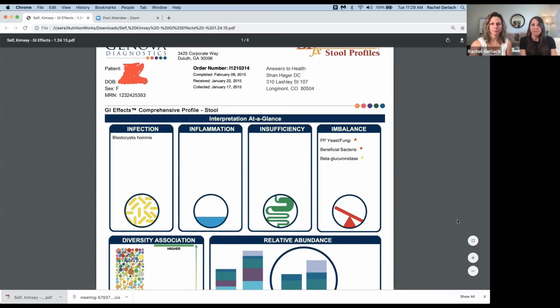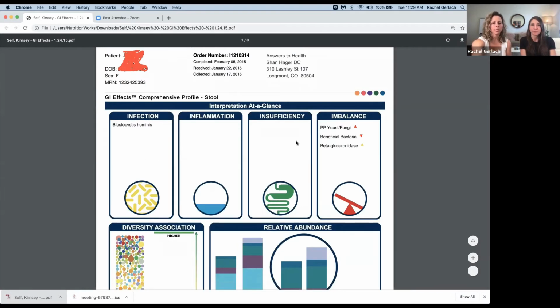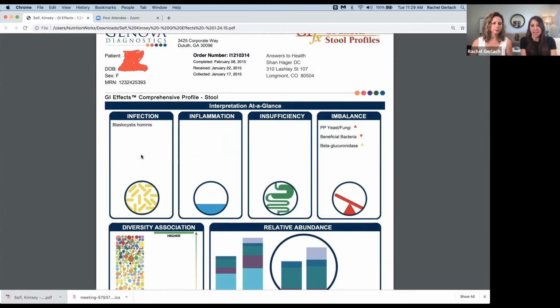So let's dive in. Okay, so what would somebody be looking at right here? Let's start with infection. Perfect. So this test looks at the four pillars, if you will, of intestinal health. Moving from left to right, kind of in order of most important to least, is infection first, inflammation, insufficiency, then imbalance. So this first page is the interpretation at a glance, and then we'll dive into each of these more in depth.